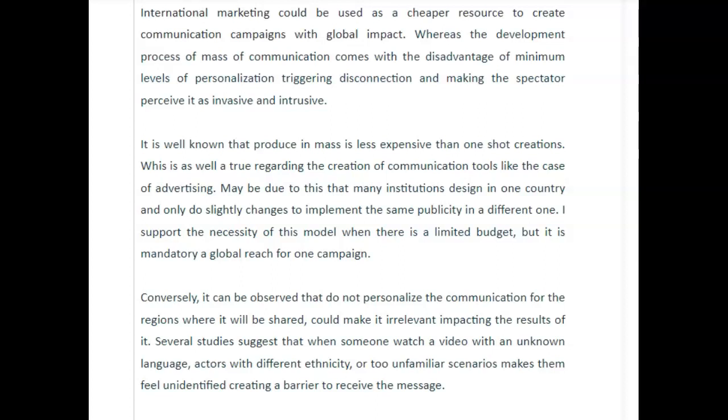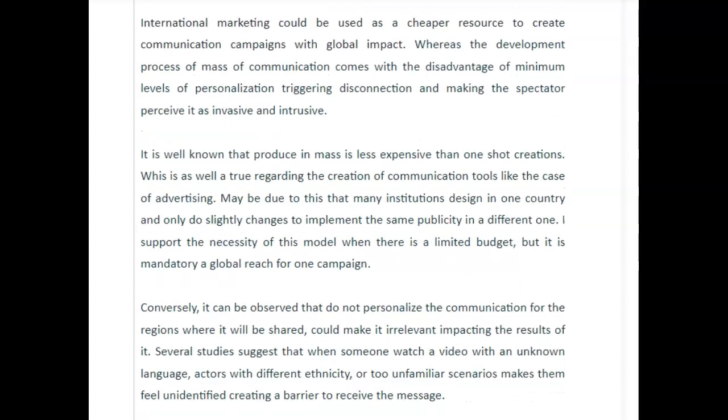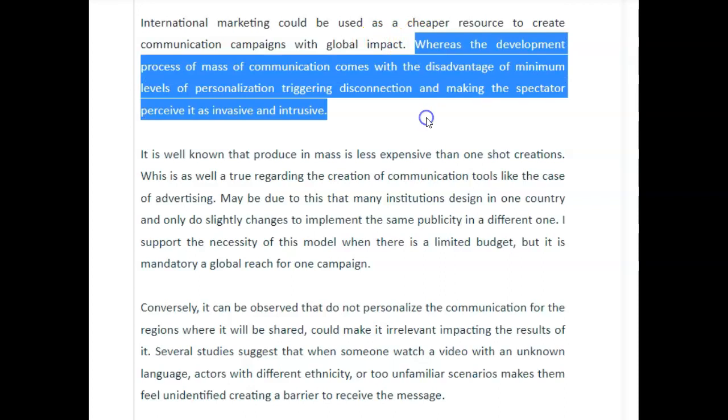All right. The first sentence I thought was good. I liked it. Let me look at it again. Could be used as a cheaper resource to create communication campaigns with global impact. That was great. Here, though, you ran into a lot of problems. When you have whereas, it really needs to combine two separate, opposing, contrasting ideas. You didn't do that here.